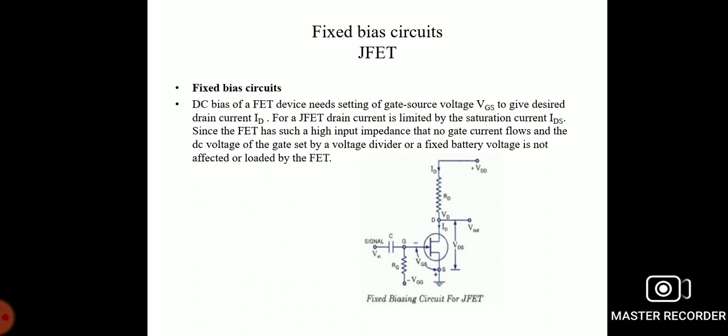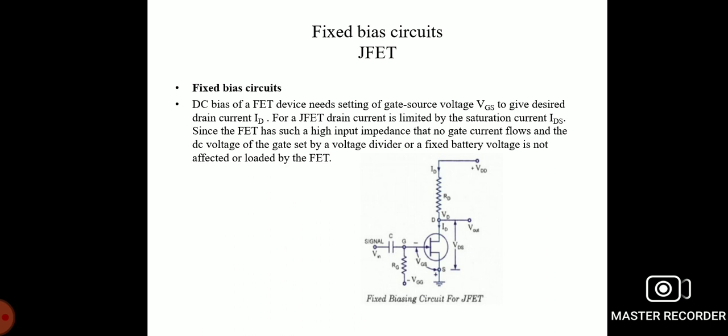So here is the circuit diagram for a fixed biasing circuit of JFET configurations. The JFET is a 3-terminal device, that is gate, source and drain. For the input signal, we apply the gate to source voltage, and the output voltage is the drain to source voltage, that is VDS. We get the output from the drain side.